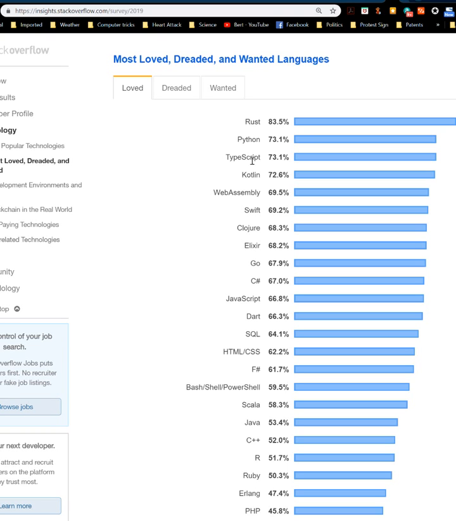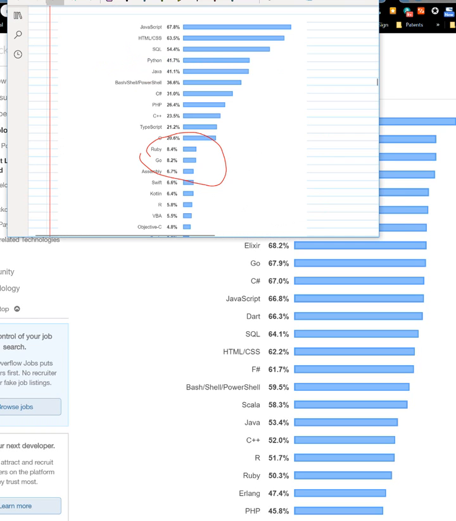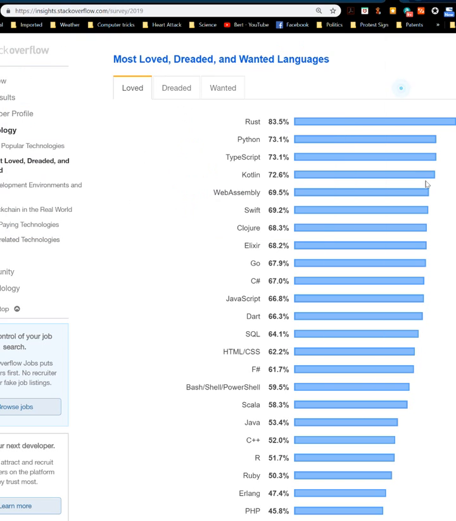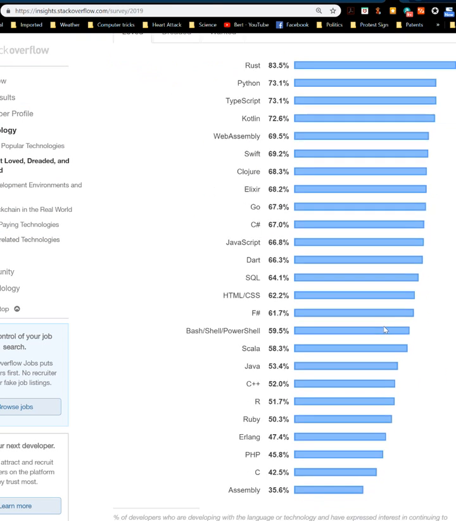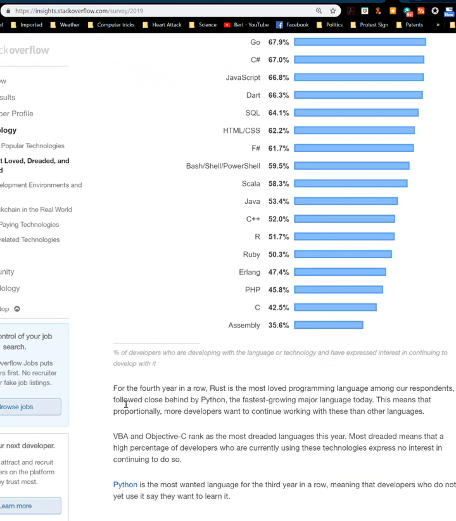Believe it or not, even though Python's been around for a while, its star is ascending. More and more people are adopting it every year. That's what they keep saying in the fine print below some of these graphs and so forth, that for the fourth year in a row, Rust is the most loved language, followed closely behind by Python, the fastest growing major language today.